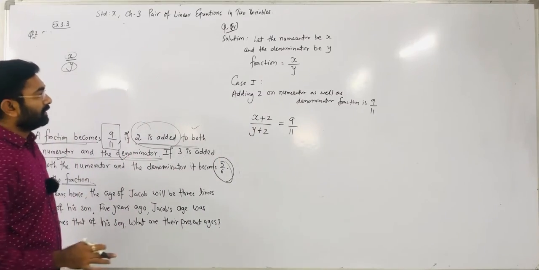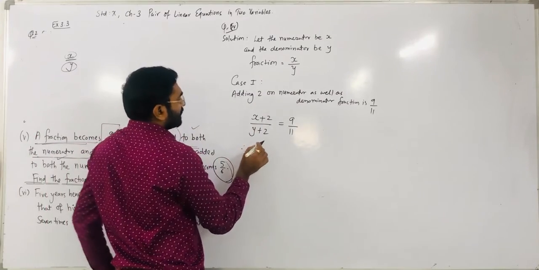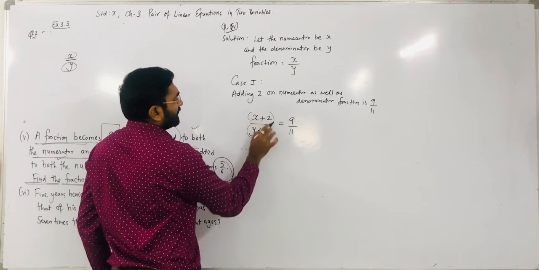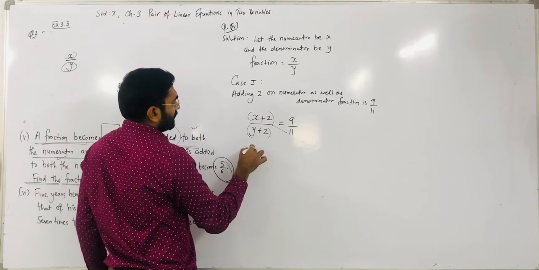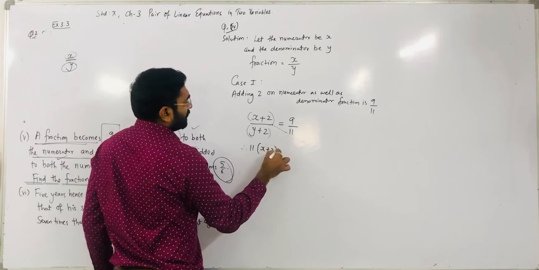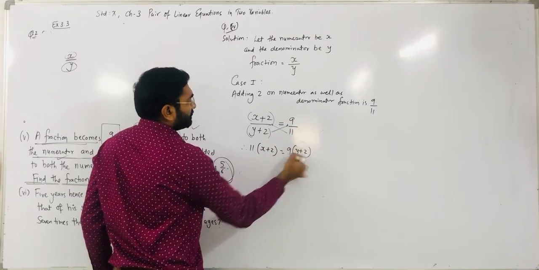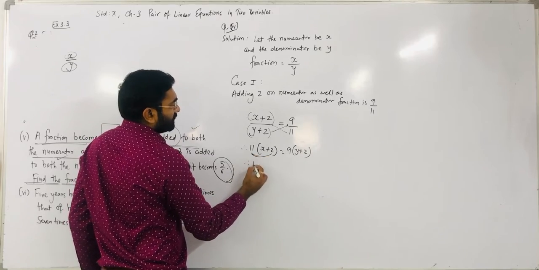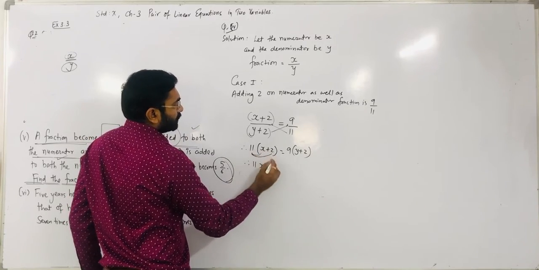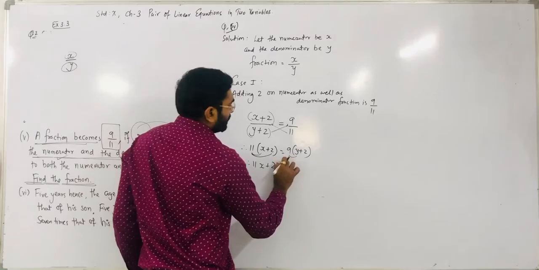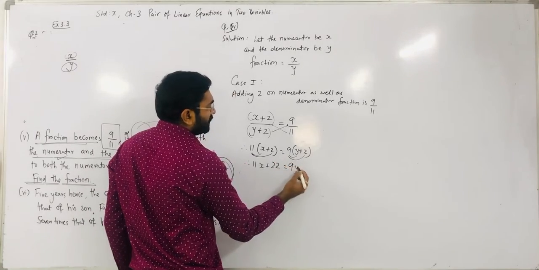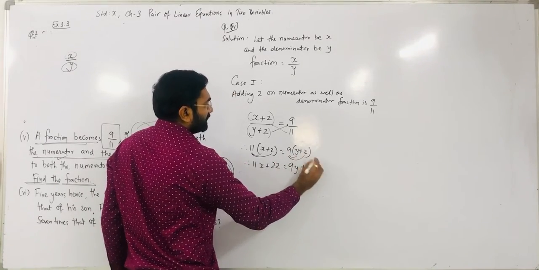Right? So now what we have to do? We have to do the cross multiplication. So 11 is multiplied to the x plus 2, and y plus 2 is multiplied to the right hand side with the 9. If you multiply inside, we get 11x plus 11 into 2 is 22. If you multiply 9 inside the bracket, 9 into y, 9y plus 9 into 2 is 18.